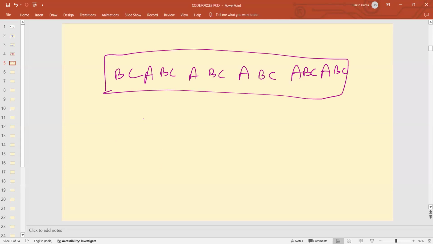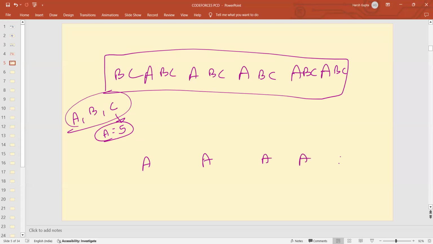Let me repeat what I said. There are three values. Let's suppose the maximum of these values is A. So let's suppose I took A as 5, and I placed 5 A's. Now, what is the maximum value of B you can have? Tell me. If out of A, B, C, A is the maximum and it has value 5, what is the maximum value of B that you can have?